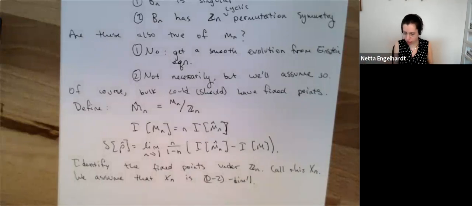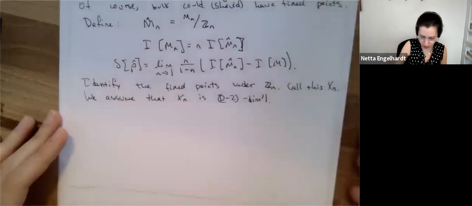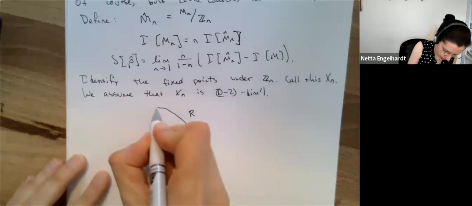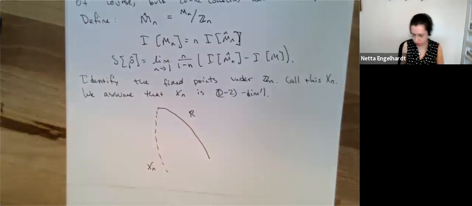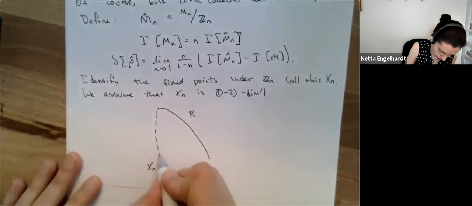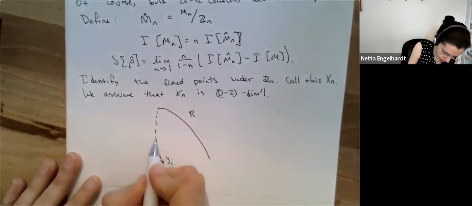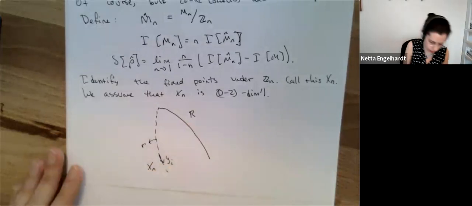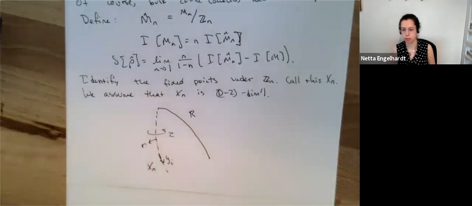Okay, so now we have our quotiented manifold, and maybe let me draw a picture here. We have this R, and we have the Xn over here. This geometry will have some directions that are along Xn, and some directions that are transverse to it. So there'll be some direction R, which is transverse to it, and there'll also be the Euclidean time coordinate.